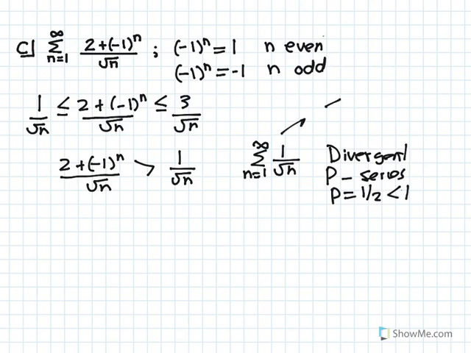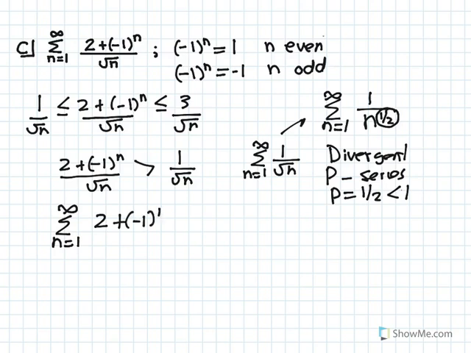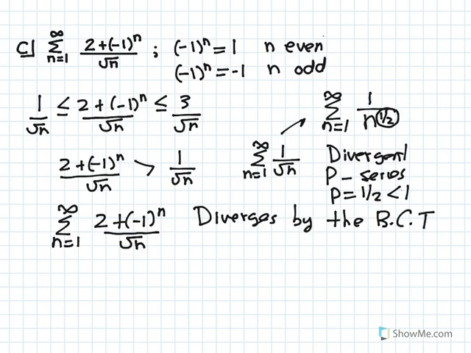Because we can write this as summation n equals 1 to infinity, 1 divided by n to the 1/2. 1/2 is the value of p. P equals 1/2, less than 1, so it diverges. So that means the given series that we have, summation n equals 1 to infinity, (2 plus negative 1 to the n) divided by root n, diverges by the basic comparison test. Again, I'll abbreviate basic comparison test.